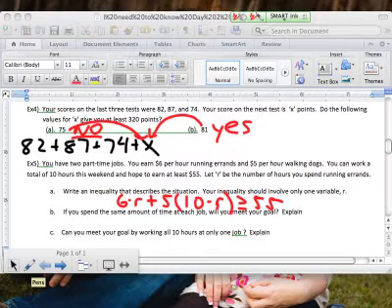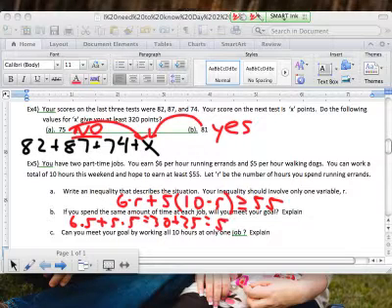Part B says, if you spend the same amount of time at each job, will you meet your goal? Okay, so in other words, if you spend the same amount of time at each job, you're going to work 5 hours of each. Okay, so 6 times 5 plus 5 times 5. Well, 6 times 5 is 30. 5 times 5 is 25. That would give you $55. The answer is yes, you would reach your goal.